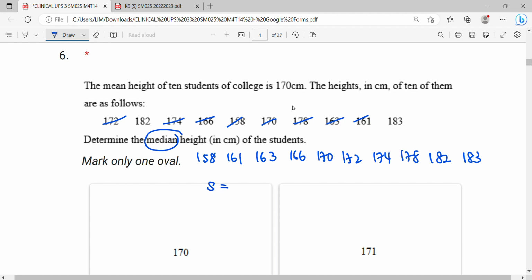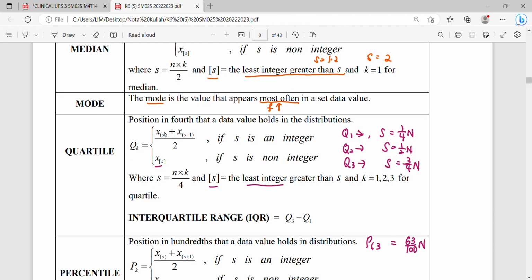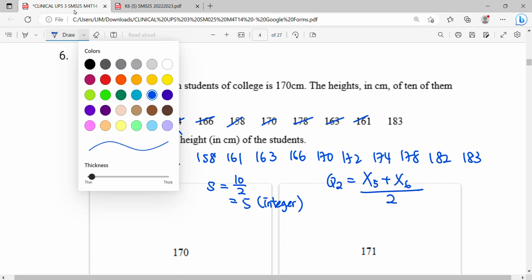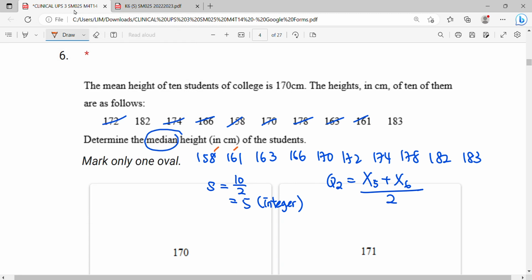So the location first. Measurement of location. Here we have 10. For median we divide by 2. Location is 5. So this is the integer concept. When you have the integer concept, it will be the data for that location and the next location, divided by 2. So Q2 or median is the data on position 5 and position 6, divided by 2. So data on position 5: 1, 2, 3, 4, 5. Position 6, 172. Divide by 2. Answer 171.